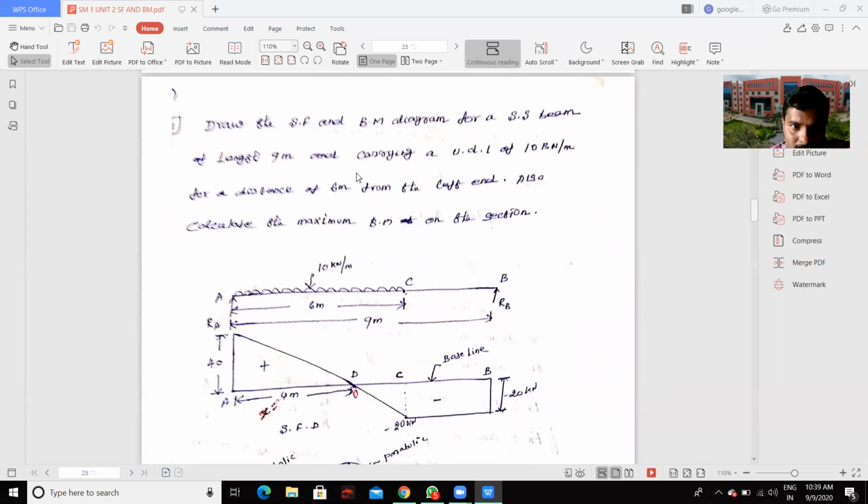So you need to draw the SFD and bending moment diagram. After that, you have to calculate the maximum bending moment on the section. On this section, where you will get the maximum bending moment, that you have to identify.